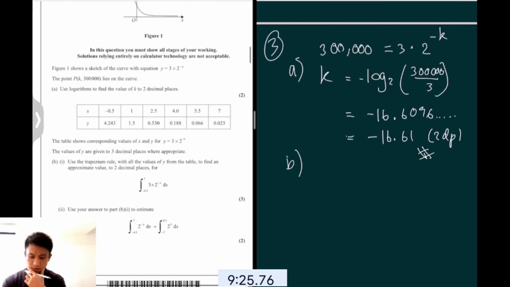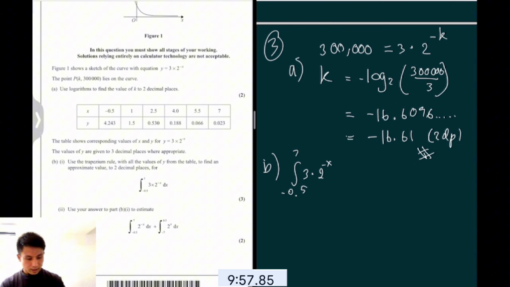Part B. The table shows corresponding values of x and y for y equals all that, with the values of y given to 3 decimal places. Use the trapezium rule. Okay, so it's basically that same function, and we are integrating from minus 0.5 to 7 using the trapezium rule for approximation. So basically, this is going to be a long line.